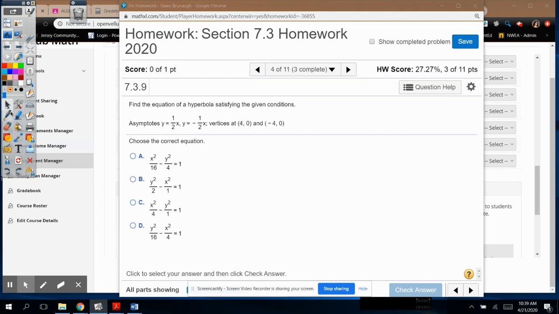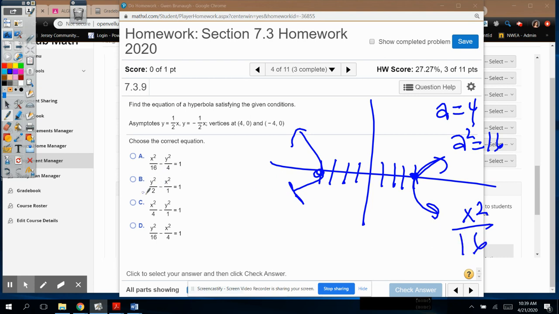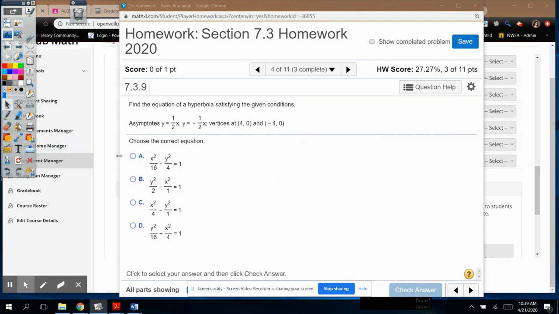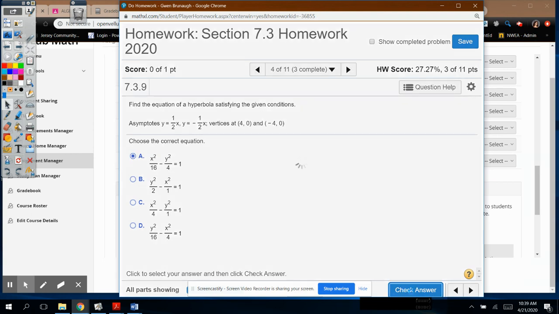Okay, now this one we're going to have to sketch again. The vertices are at 4, 0, and negative 4, 0, which tells you a bunch. It tells you that A is 4, A squared is 16, and it tells you your hyperbola is going to go in this way. So that is the X direction. So it tells you that you're going to have X squared over 16 first. The only one that has X squared over 16 is this guy, A. That's all you need. Didn't even need to do those asymptotes, but you could have.